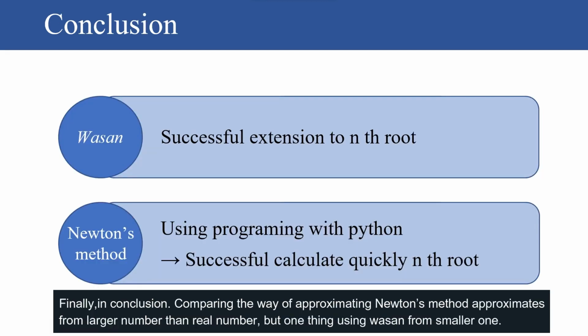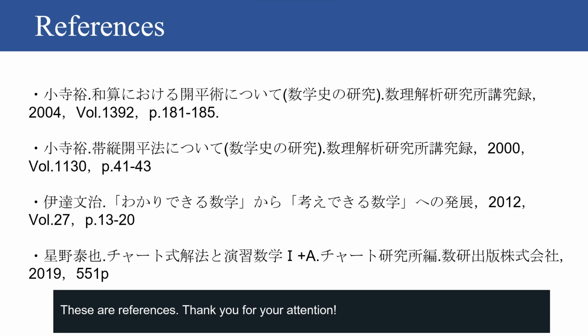Finally, in conclusion, comparing the ways of approximating, Newton's method approximates from a number larger than the real number, but the one using Watson approximates from a smaller one. These are references. Thank you for your attention.